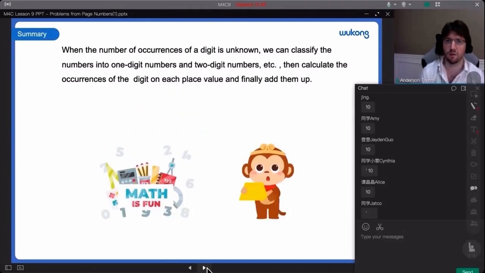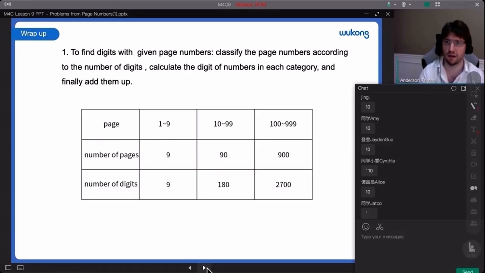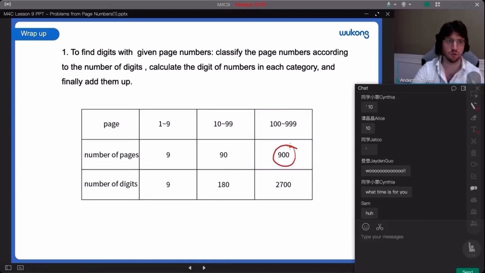All right, let's review some of this. So for pages 1 through 9, there's 9 pages and 9 digits. For 10 through 99, 90 pages, 2 digits on each one, so 180. For 100 through 999, 900 pages, each one has 3. 3 times 9 is 27, so 2700. We didn't get anything that big, but you could keep going.